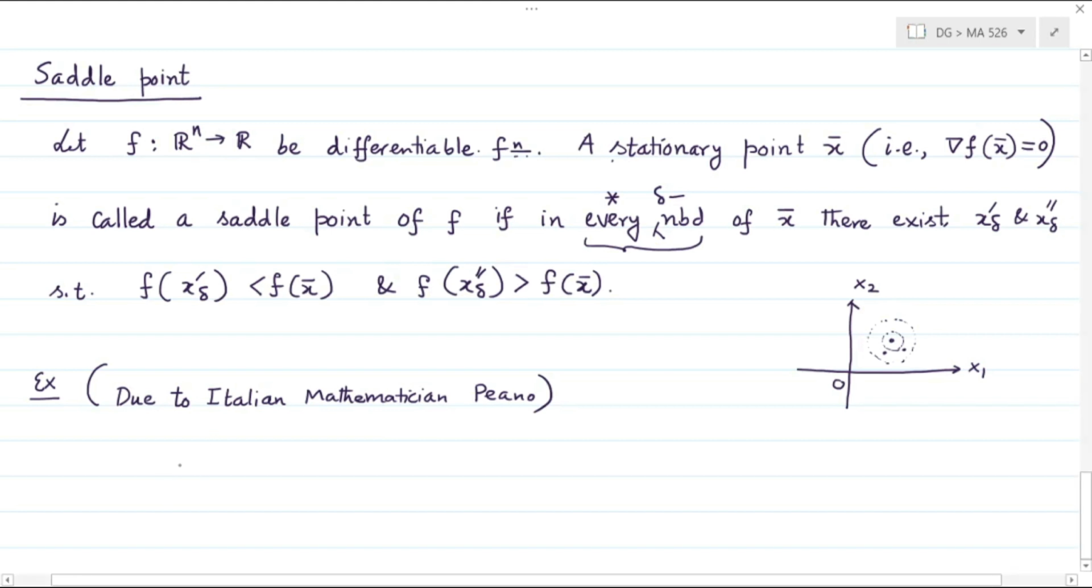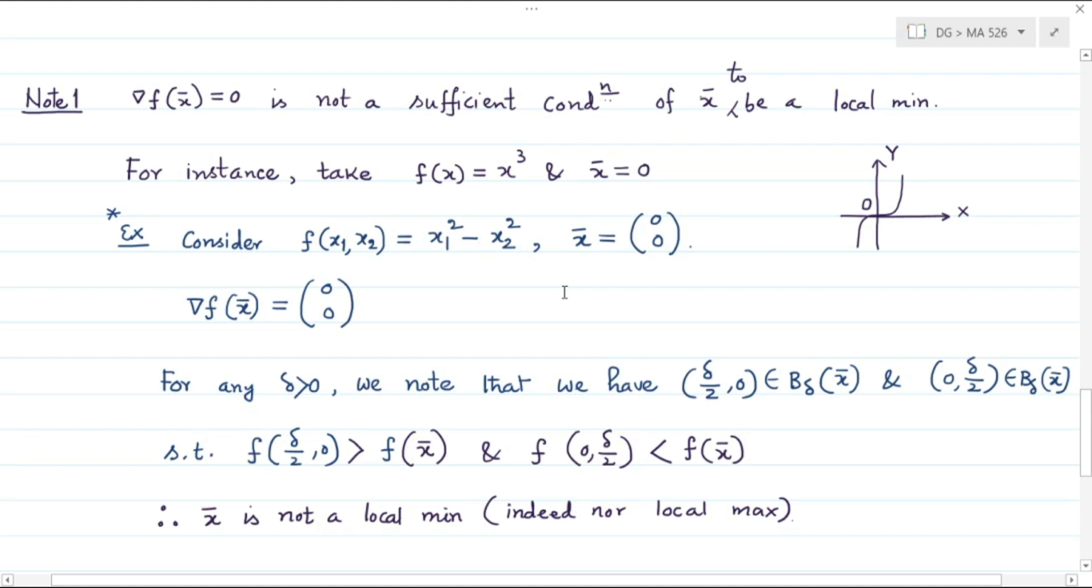Let me give you one example here, the example of a saddle point, one that we have already seen: x1 square minus x2 square. In this example, do you know what is going to happen? If we try to find the graph, or the surface, for this function, you will find that its surface will look like the seat of a horse. You have the seat like this.